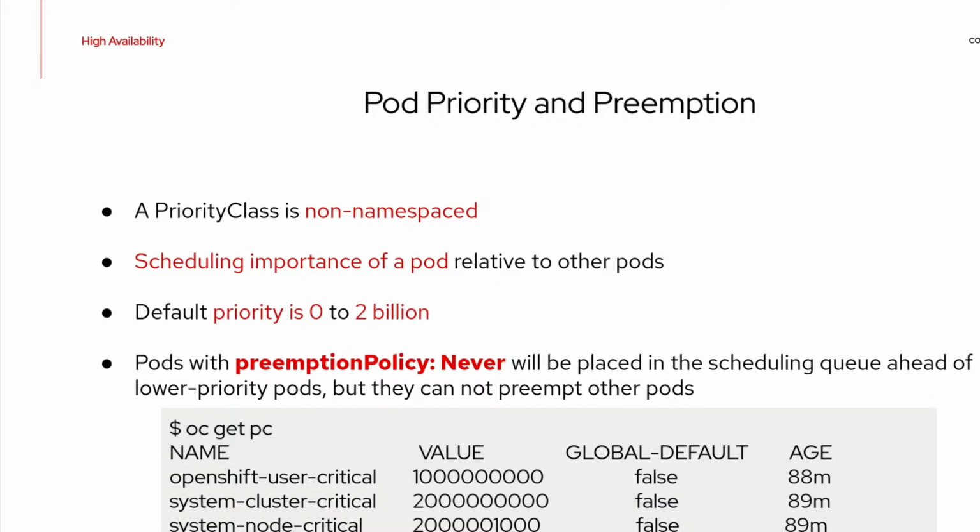Pod preemption allows the cluster to evict or preempt lower priority pods so that higher priority pods can be scheduled or can be run if there is no available space on a suitable node.